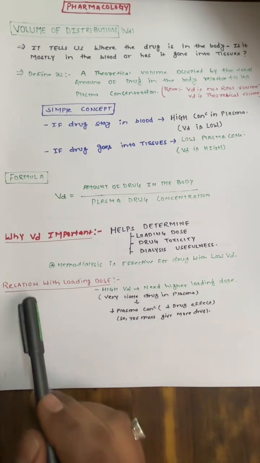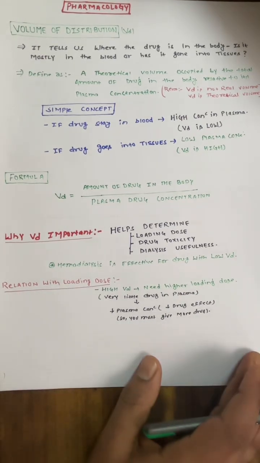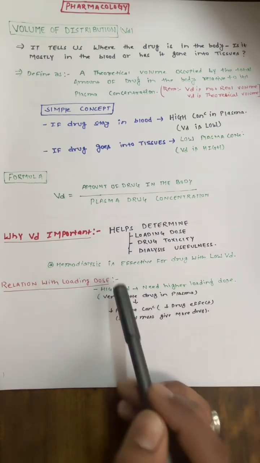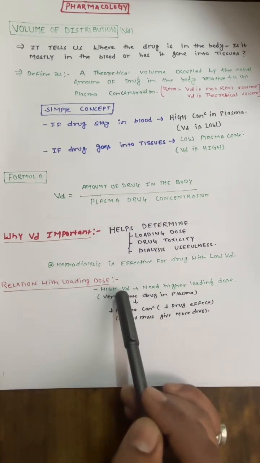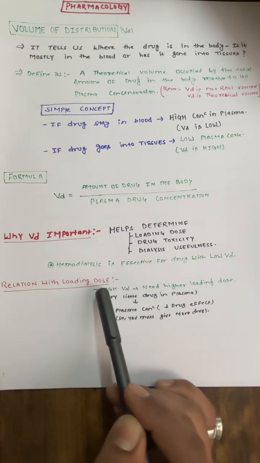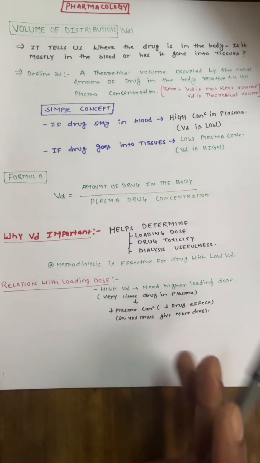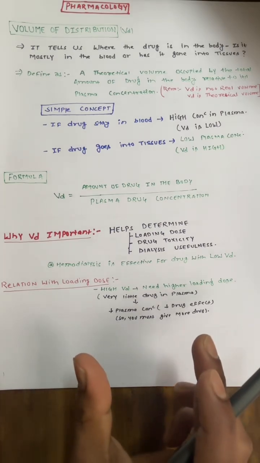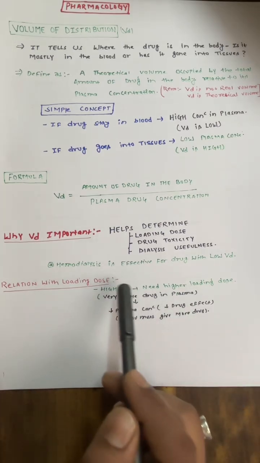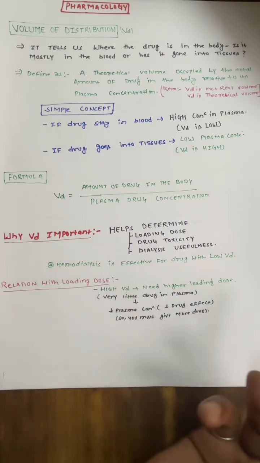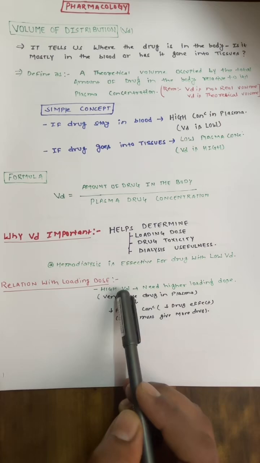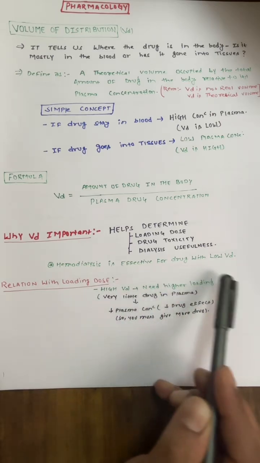Now we'll talk about the relation with loading dose. Always understand this as high volume of distribution. High volume of distribution means what? The drug concentration in the blood is low, the drug has been distributed to the tissue. So if any drug has high VD, it needs a higher loading dose.